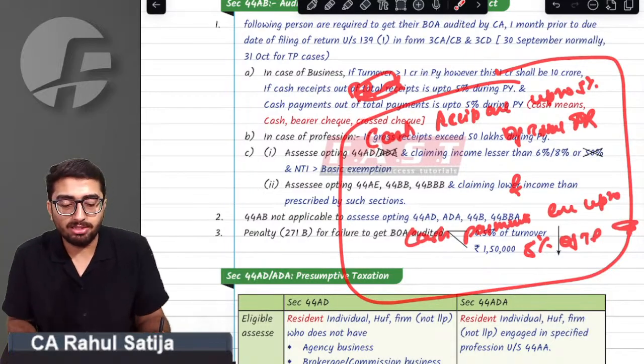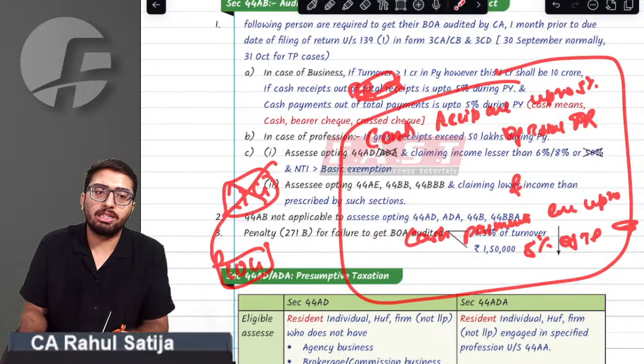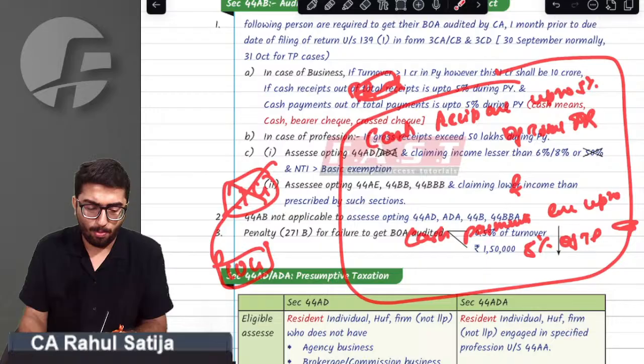Sir, in this case, what happens? Your 1 crore limit for audit changes to 10 crore. Your 1 crore limit for audit changes to 10 crore. Oh my God, sir.